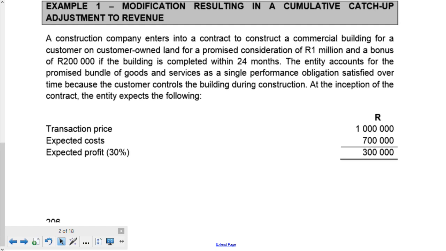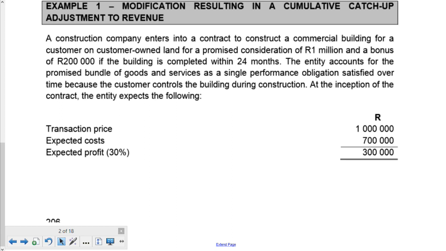A construction company entered into a contract to construct a commercial building for a customer on customer-owned land for R1 million and a bonus of 200,000 if the building is completed within 24 months. The entity accounts for the promised bundle of goods as a single performance obligation satisfied over time because the customer controls the building during construction.